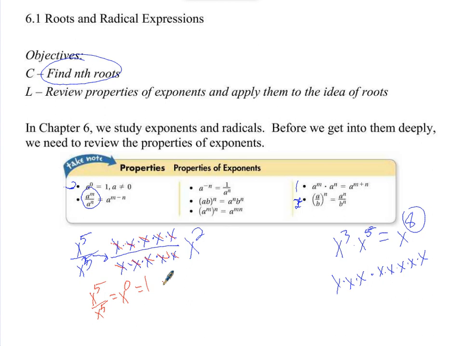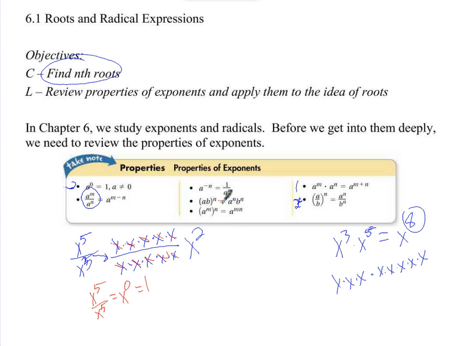0 is neither negative nor positive. We can treat it like a positive. We can treat it like a negative. It doesn't matter because it's just 0. 0 to the anything power is still 0 because it's 0 times itself that many times. All right, so now we know that one and that one. We know this one.